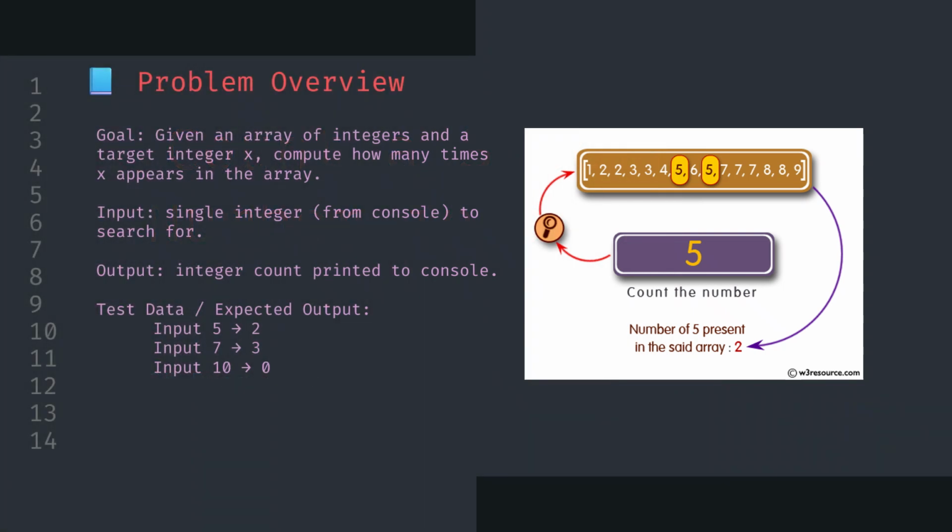Simple problem. Useful pattern. We read one integer from the user, then count matches inside a hard-coded example array. Edge cases to consider: if the user types non-numeric input, we'll handle that. Or the number does not exist in the array, so we'll return 0. If you want, we can later show how to accept the array from the user input or a file instead of using a fixed array.